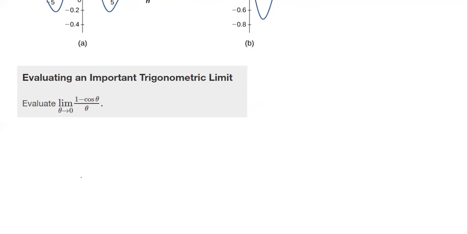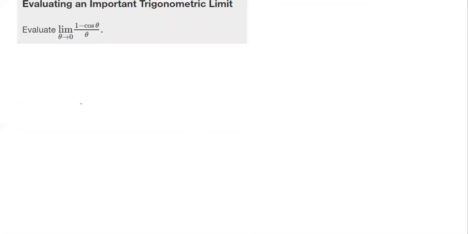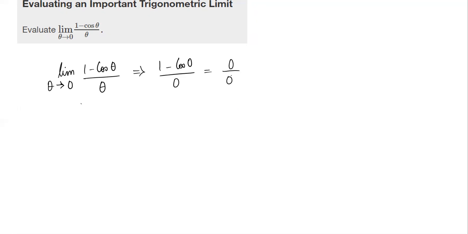Evaluate an important trig limit. That's what it says. We just saw that cosine theta minus 1 over theta was 1, but this is the other way around, 1 minus cosine theta. So what do we do? Again, limit of 1 minus cosine theta over theta as theta approaches 0. If I were to plug this in, I'll get 1 minus cosine 0 over 0, which is 1 minus 1, 0 over 0. So we have to use a different way to handle this.